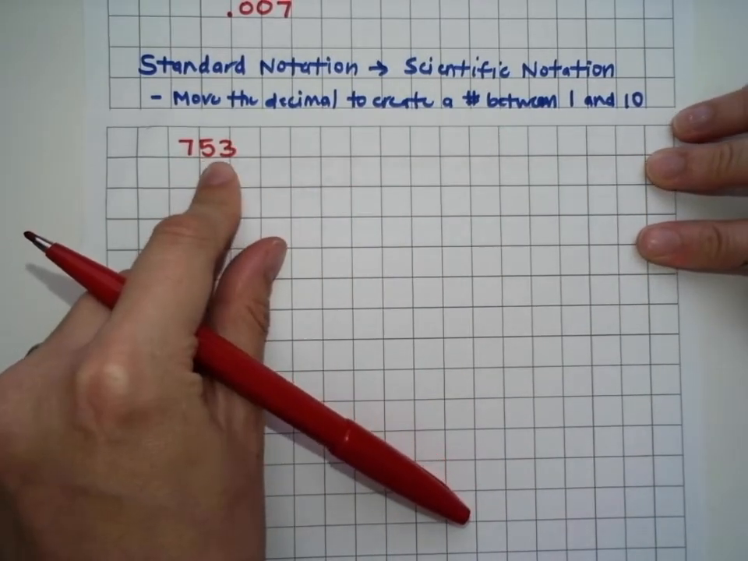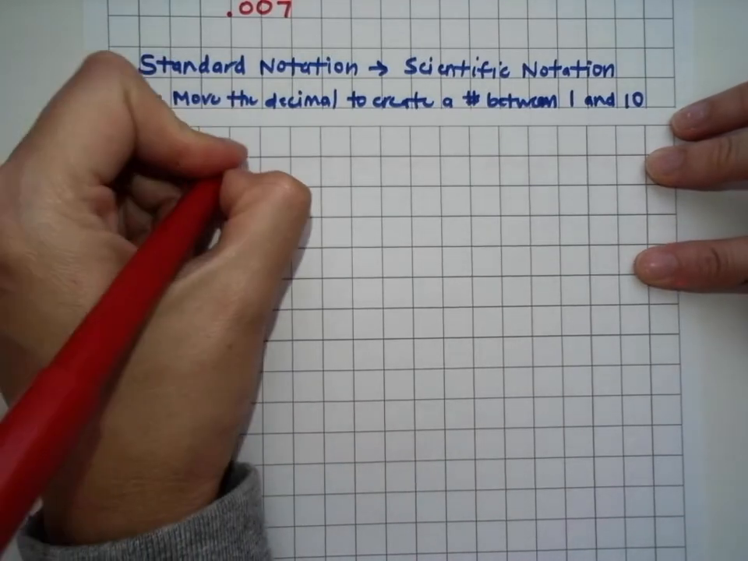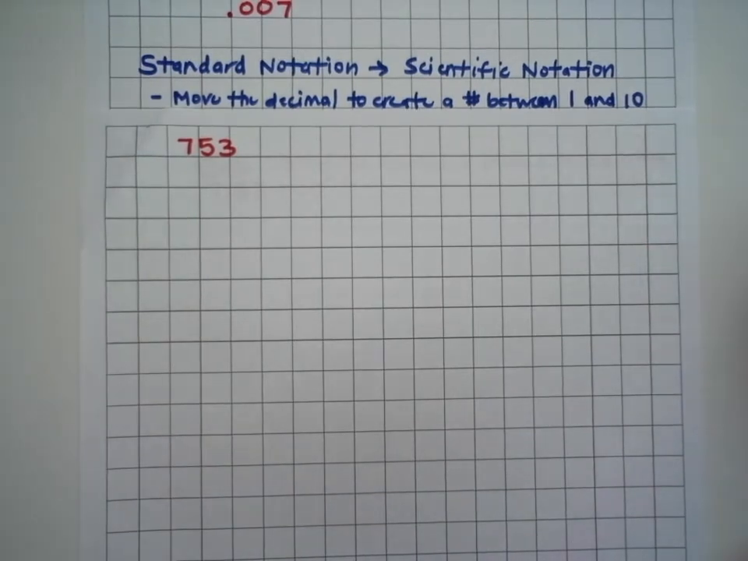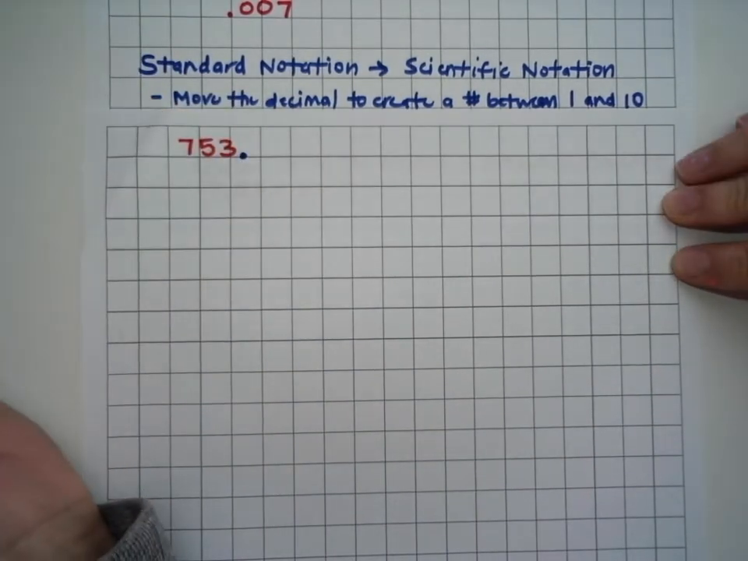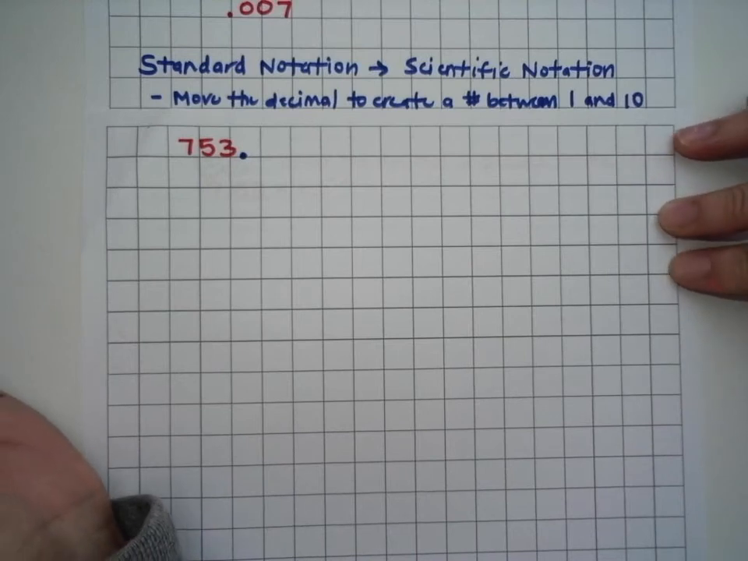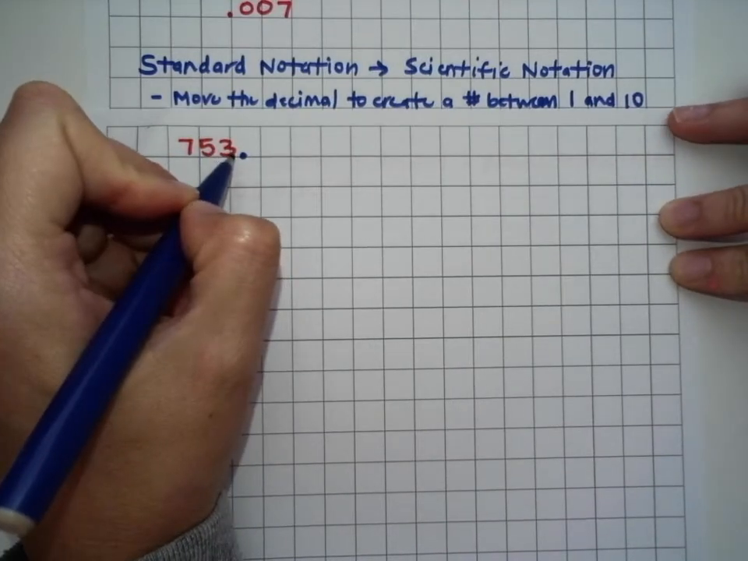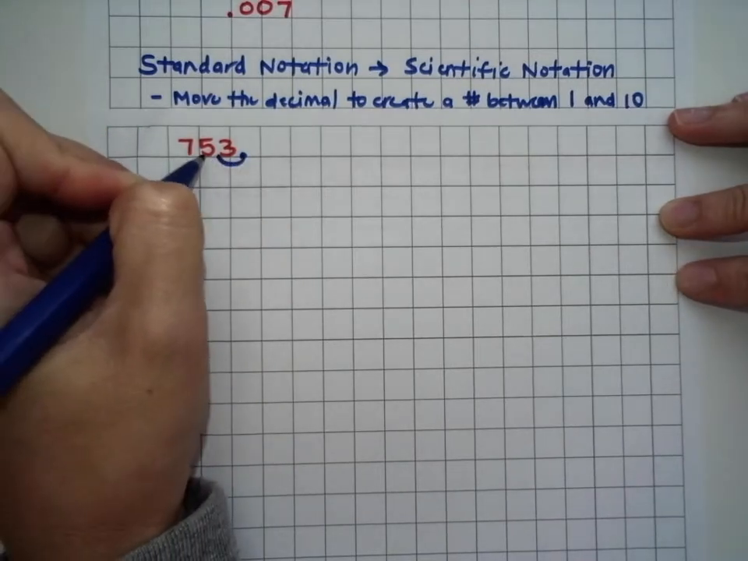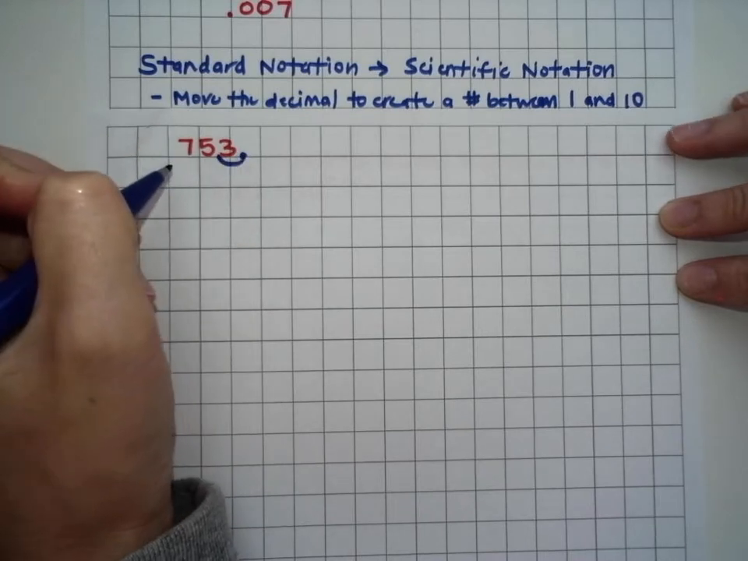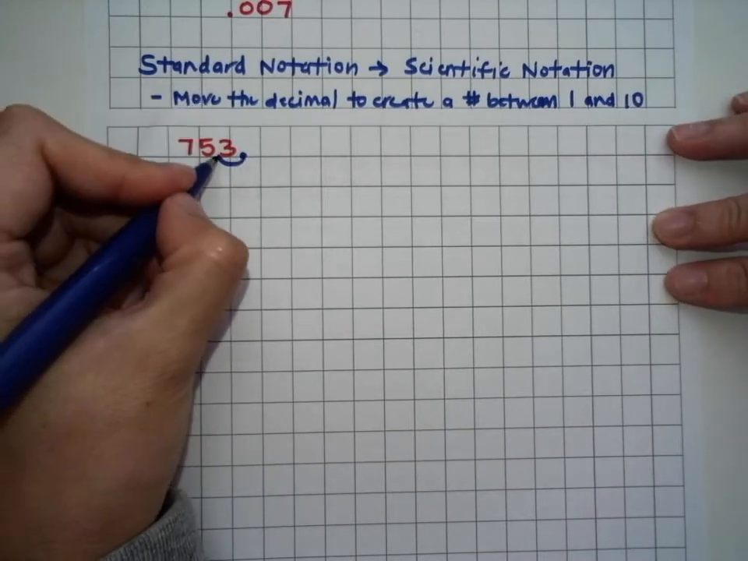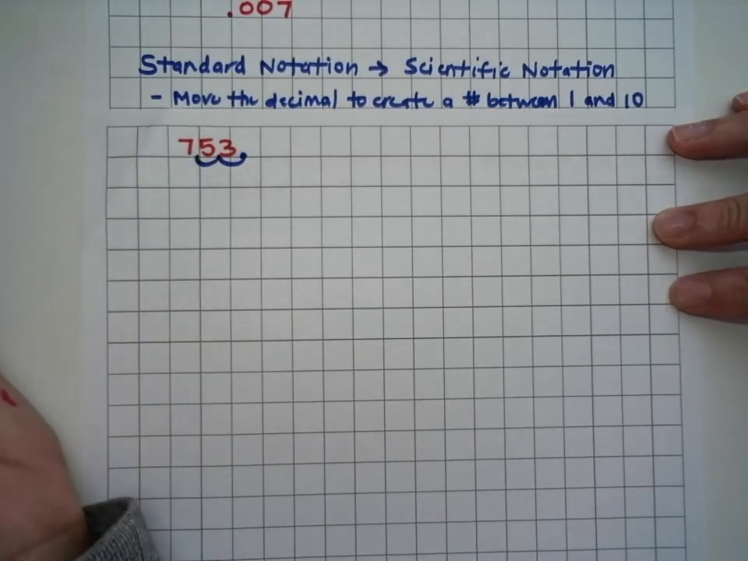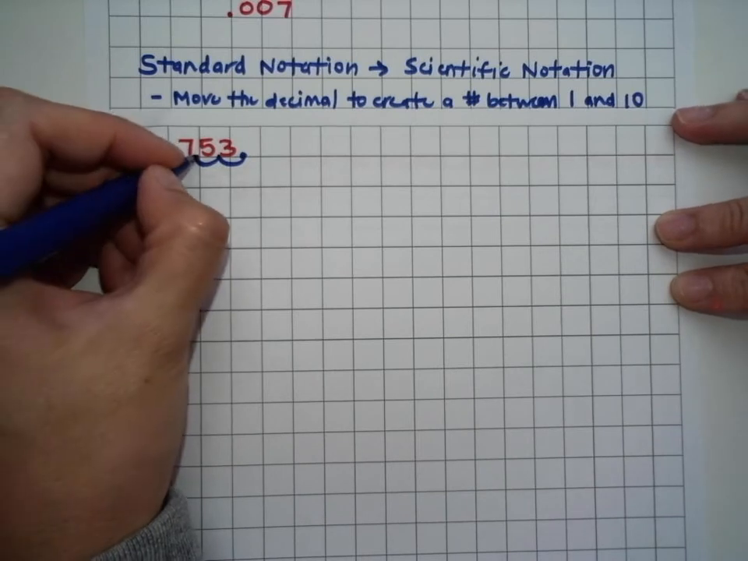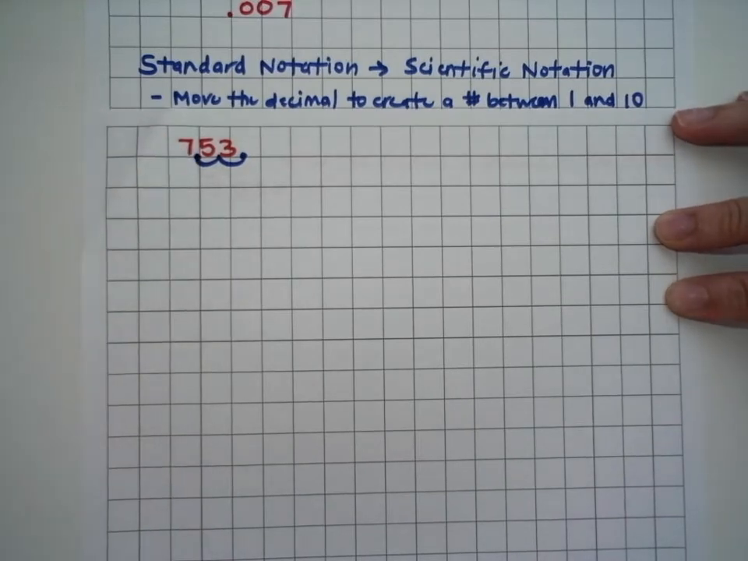Okay, so we have to move the decimal to create a number between 1 and 10. So if we have 753, right now the decimal is right here at the end. Okay, we need a number between 1 and 10. So let's try moving it over once. That gives us 75.3. That is a number greater than 10. So we're going to have to move it again. And we get 7.53. Is that a number between 1 and 10? Yes, it is. So that's where we're going to need to leave our decimal.